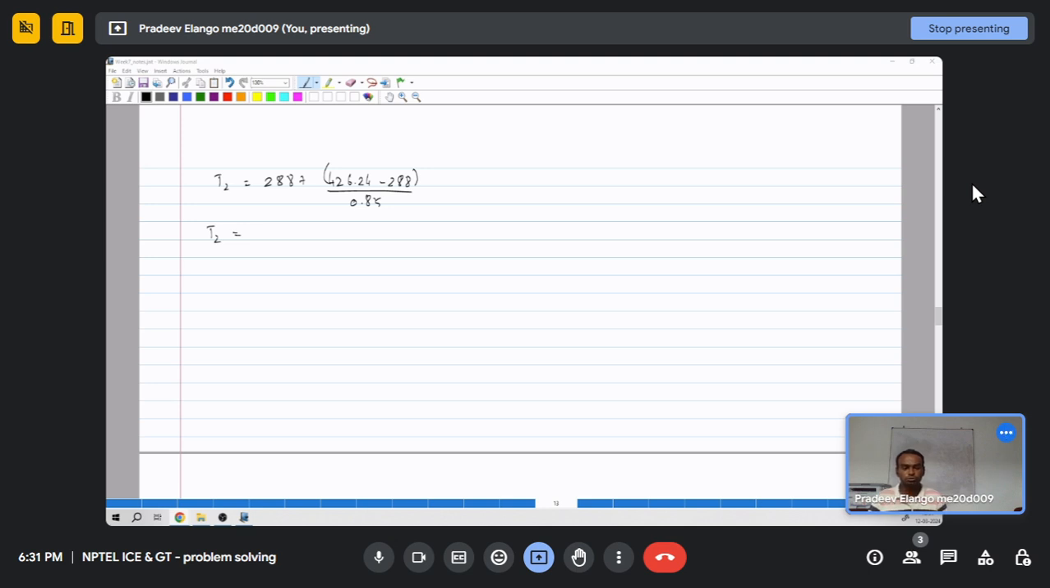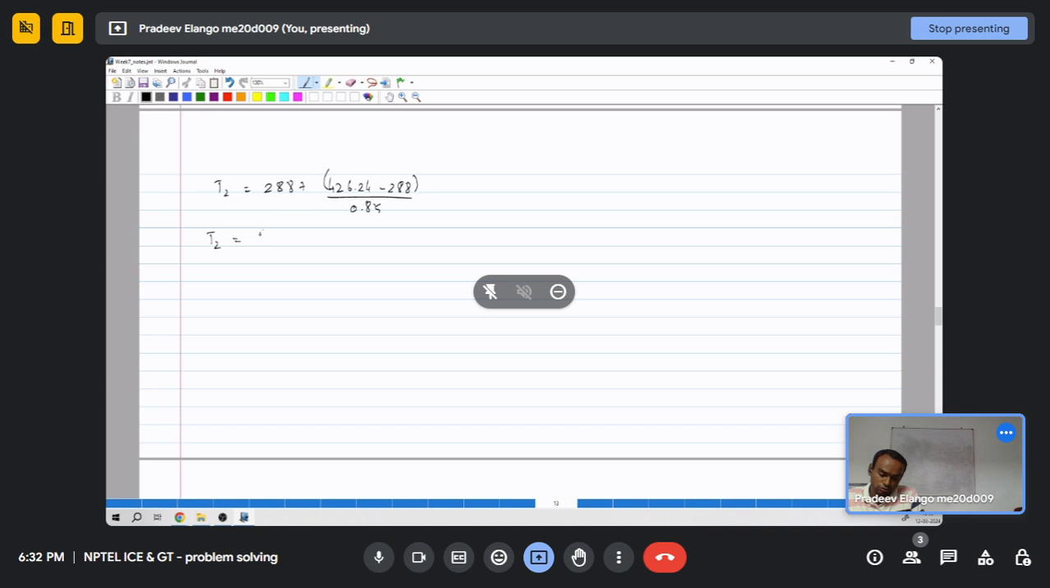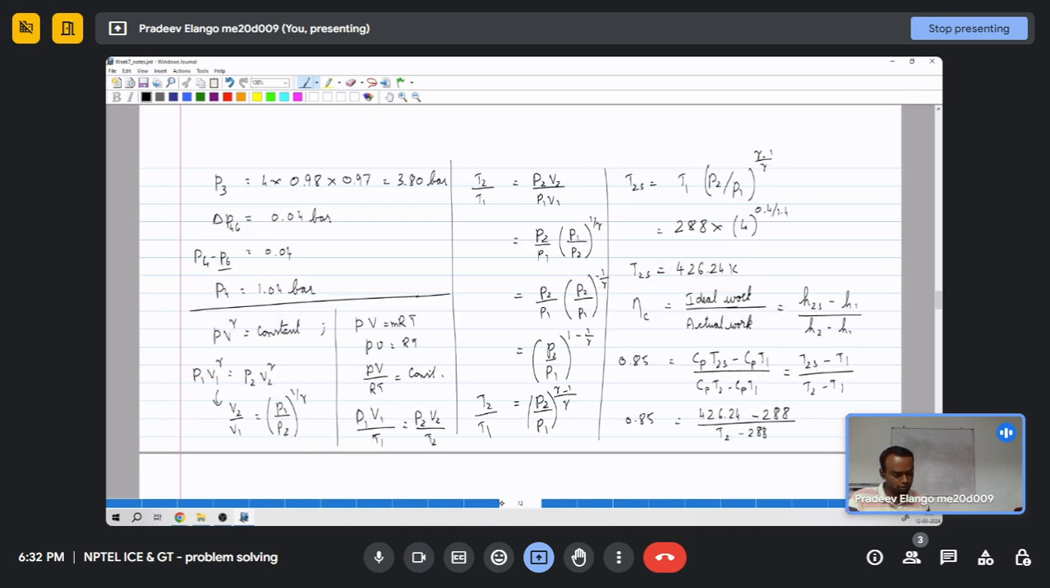Have you calculated the value of T2? Is it coming 450.63? 450.63 Kelvin. I'm not sure. So we have calculated T2.